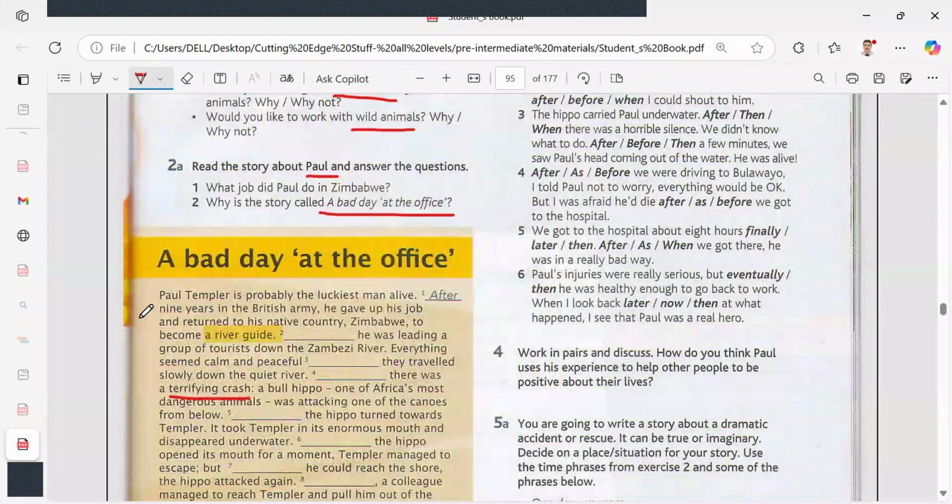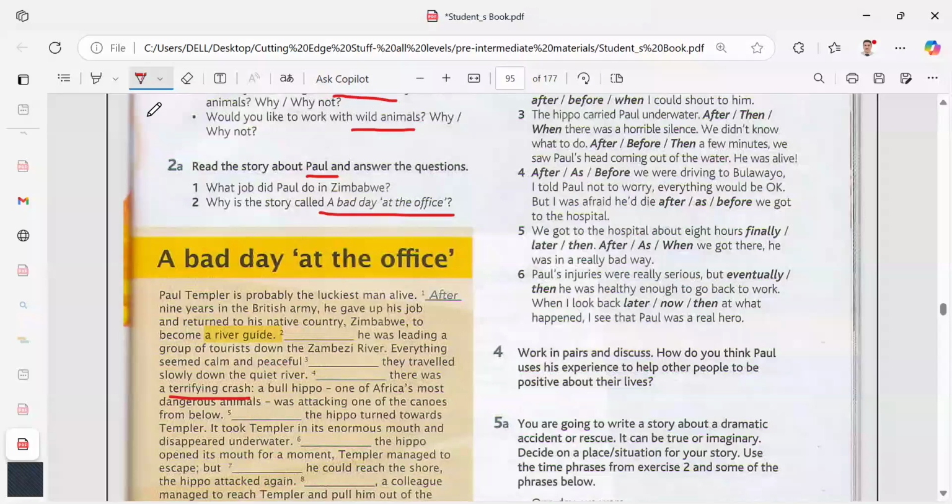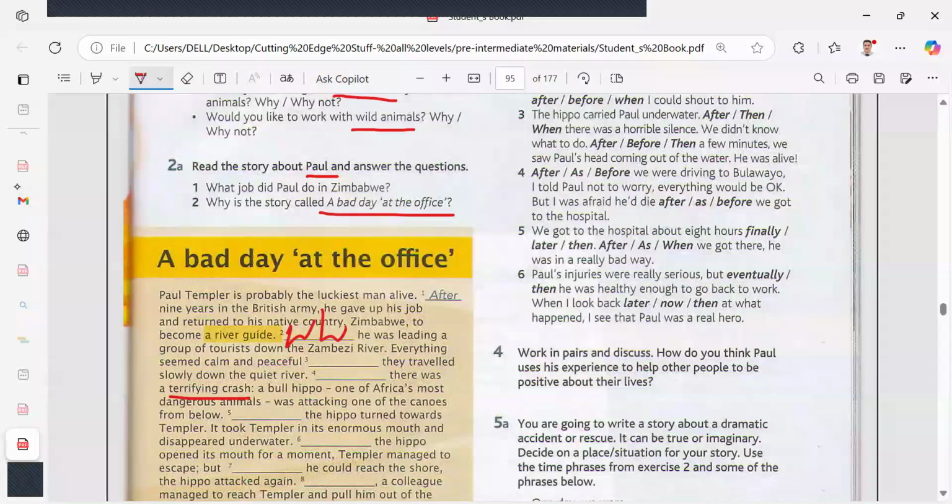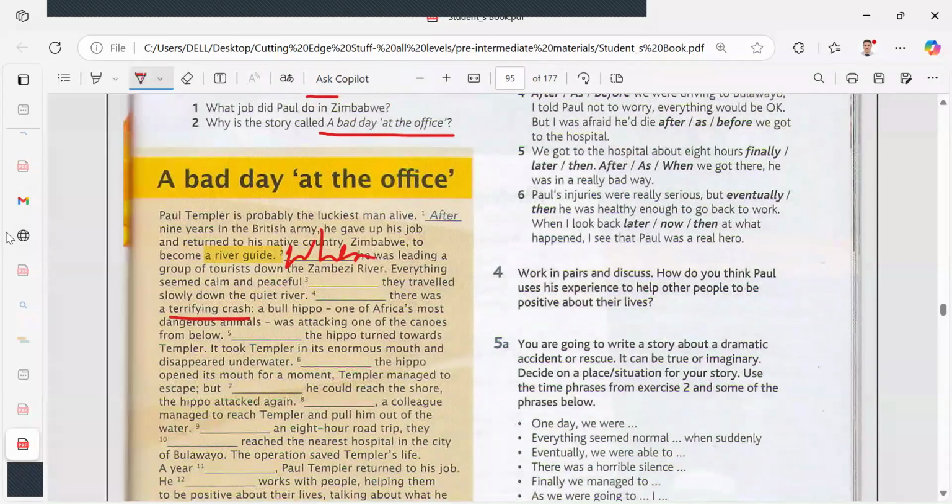Paul is probably the luckiest man alive. After 9 years in the British Army, he gave up his job, returned to his native country, Zimbabwe, to become a river guide. When he was leading a group of tourists down the Zimbabwe River, everything seemed calm and peaceful. They traveled slowly down the quiet river.